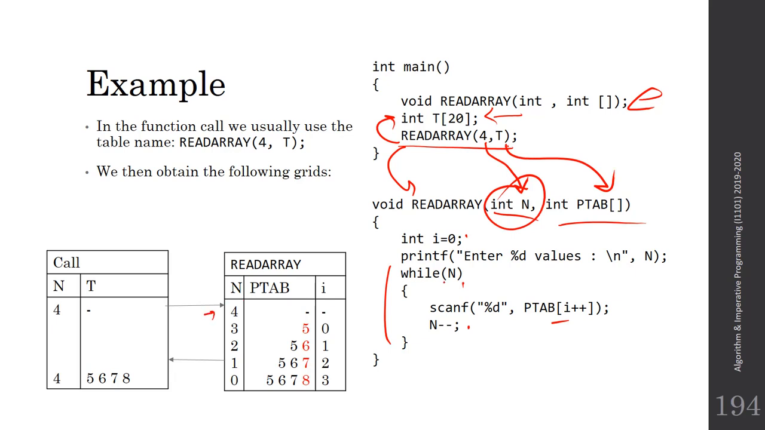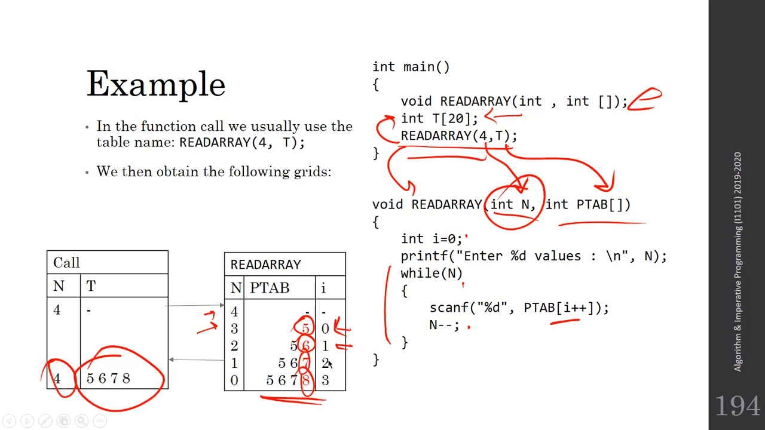I'm looping, so as long as n is different than 0, I'll do scanf. With scanf, I will enter 5, and I will place it at index 0. So look, i is equal to 0, and then I will increment i, and I will decrement n. Now n is equal to 3. 3 is different than 0. I will be reading 6, and so on. So I'll be adding 5, 6, 7, 8, and at the end, look, I'm here. So n remains 4, and the array t will be filled with the elements 5, 6, 7, 8.